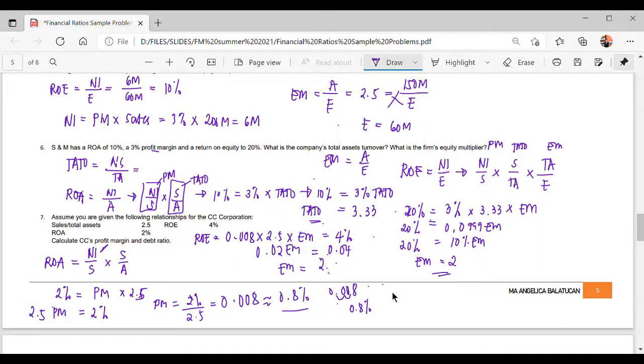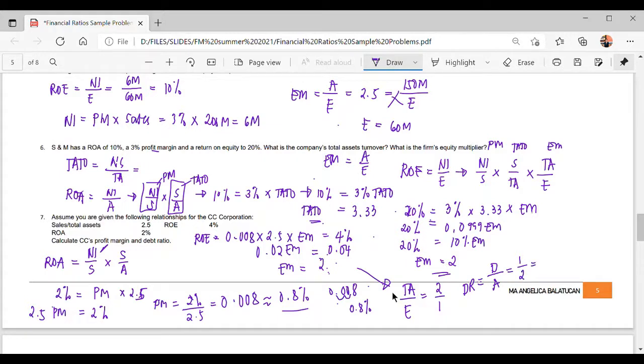So remember, the equity multiplier is your total assets over equity. Equity multiplier is total assets over equity. So if this is 2, this means that it is 2 is to 1. For every 1 peso of equity, there are 2 pesos of assets. So kung balihon na nimo siya, that's equity over total assets. But the debt ratio is equivalent to debt over total assets. So if your equity is 1, what is the portion of your debt? 2 minus 1 is 1. So therefore that's 1 over total assets of 2.